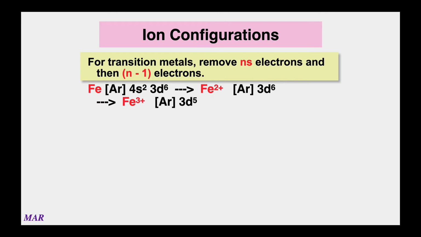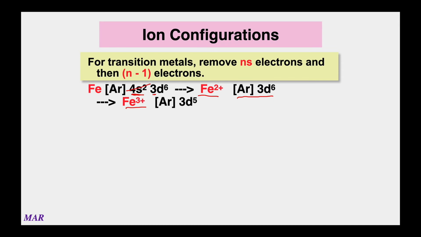Iron, neutral iron, is argon 4s2 3d6. And the two most probably stable configurations of ions for iron are iron 2+ and iron 3+. Now remember, the rule is remove highest N electrons first, and then after that, if there's a tie, go highest N+L. Well, iron has 4s2, and 4 is higher than 3. So what that means is that the first electrons out for transition metals are always the 4s2, or 5s2, or 6s2 for the next ones. So iron 2+ has an argon 3d6. None of the d electrons were touched.